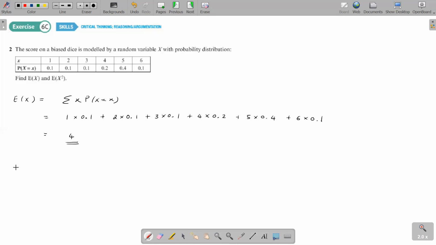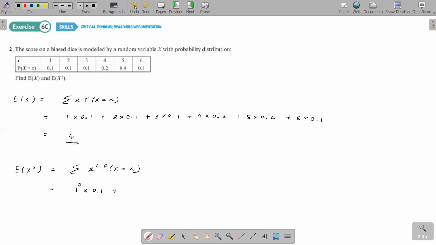Okay, and then let's get the E(X squared). How do you get the E(X squared)? Summation of x squared times the probability of x. That was the rule, right? You take the x squared value and multiply with the respective probability. The first x value is 1, so squaring means 1 squared, times the probability of 1, which is 0.1. We only square the x value. We will not square the probability. Only the x value is squared.